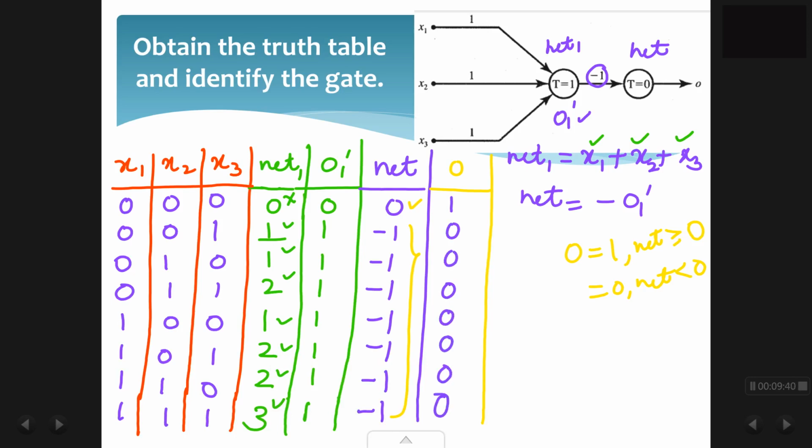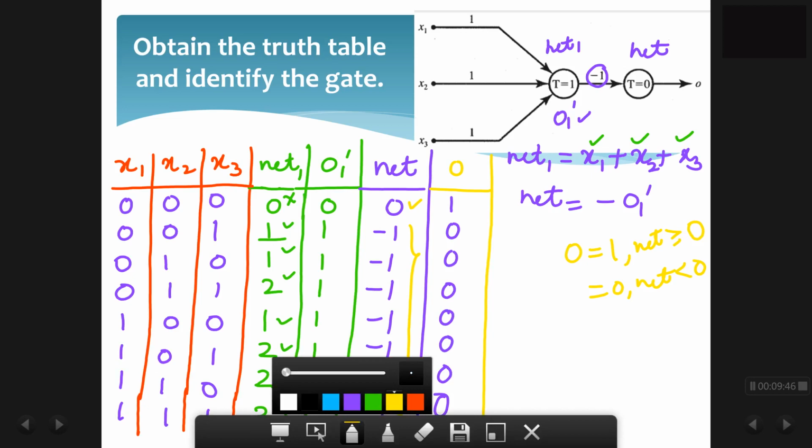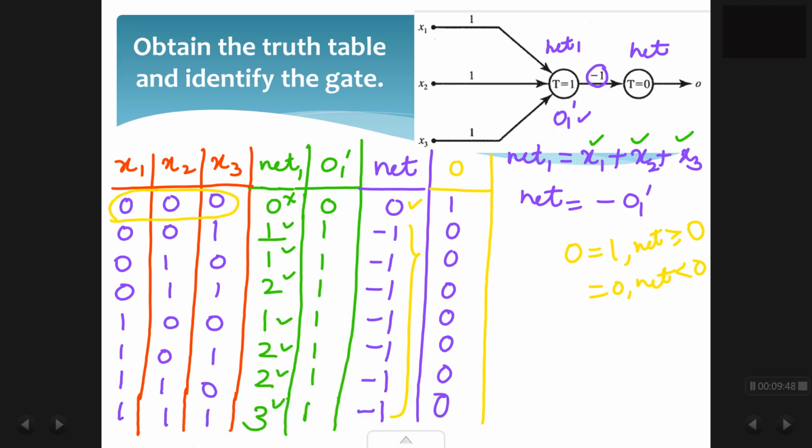If you look at this truth table, only when the input is 0, 0, 0, the output is high. So only when none of the inputs are high, the output is high, and this represents a NOR gate. So this is nothing but a 3-input NOR gate. This part from here to here acts as an OR gate, and this part acts as a NOT gate. So basically the resultant is a NOR gate.